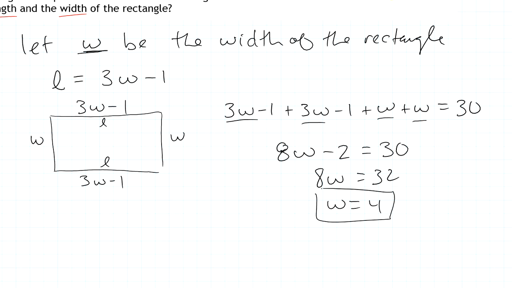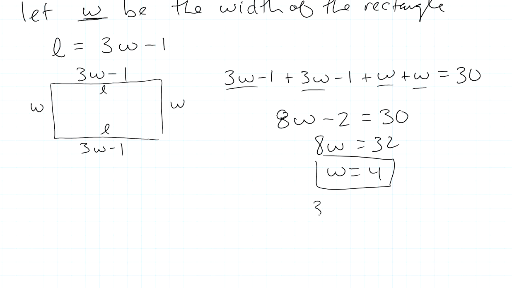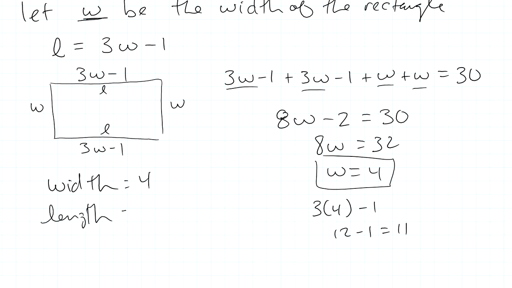And it also asks us to identify the length. But remember, the length is 1 less than 3 times the width. So if I was to say, hey, here's 3 times the width, and then minus 1, that's 12 minus 1, which is 11. So I can say that the width is exactly 4 inches, and I could say that the length is 11 inches.